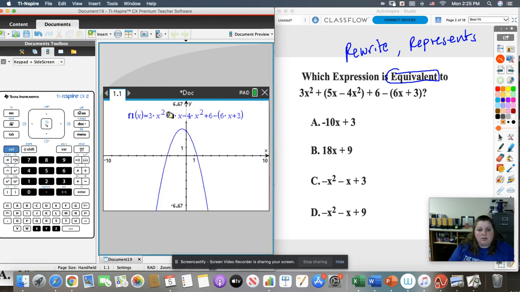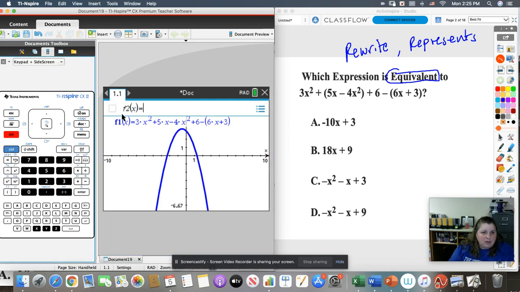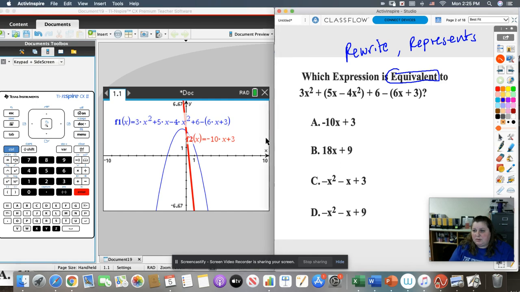So this is your original graph, the one that they gave you in the problem. They want to know which answer choice is equal to it. All you have to do is hit the tab button, and that opens up a new equation, and you're going to type in the first answer choice, minus 10x plus 3. And then it's a matching game. Do those two match? No, those are not exactly the same. Then that's not the right answer, so you can eliminate answer choice A.